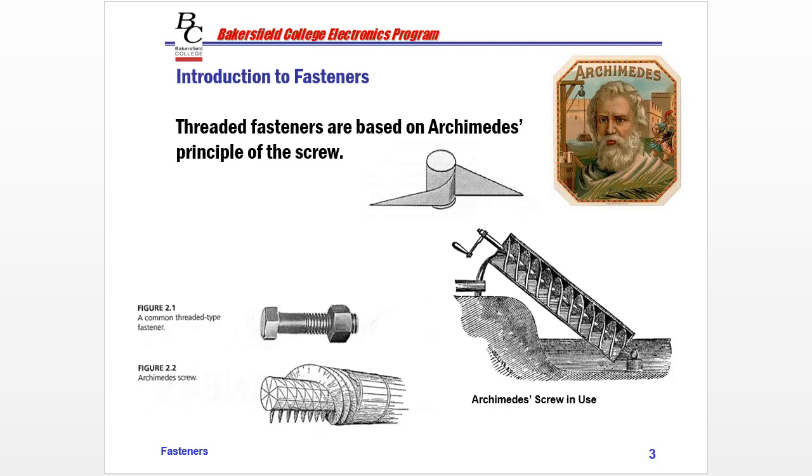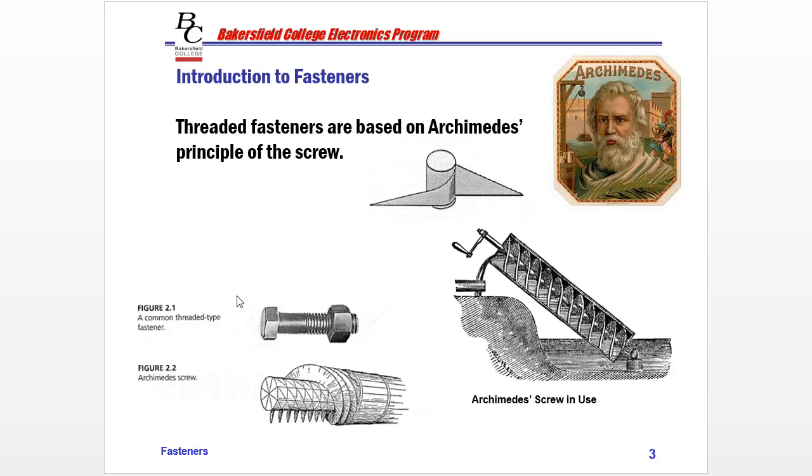Our common threaded fasteners today are based on Archimedes' principle of the screw. You can see the screw he designed to lift water from a lower part up to an upper part. It came out of a river and he was able to lift it for irrigation. And this was done in about 250 BC.